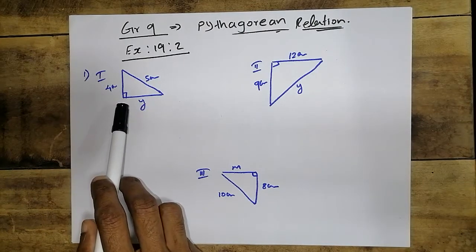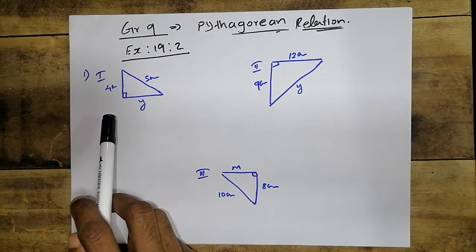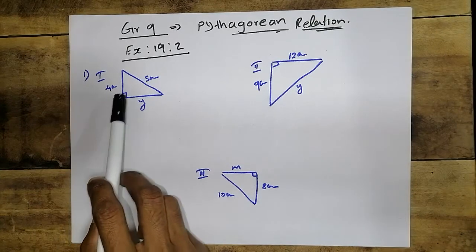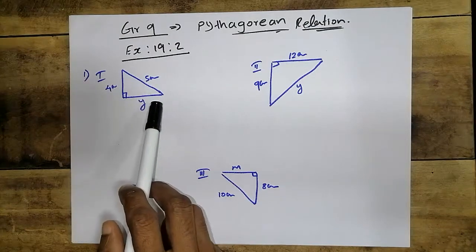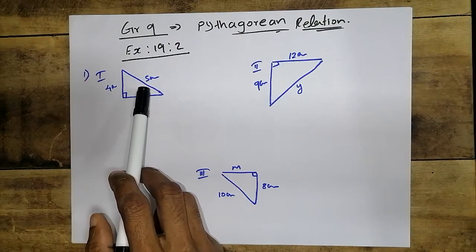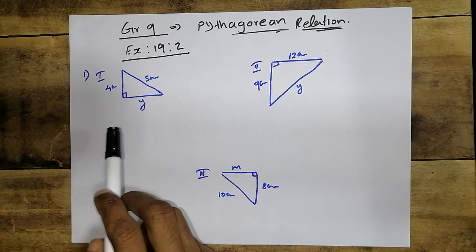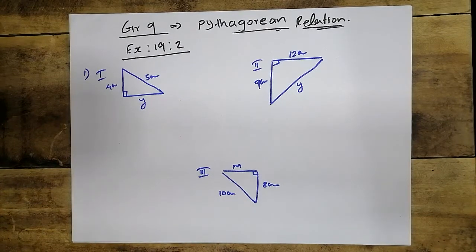So we call within the theory the sides which are creating the right angle. The opposite side of the right angle, it's given as 5 centimeter. The opposite side of the right angle we call the hypotenuse. So what is the theory related to these three sides? The theory is called the Pythagorean theorem. So what is the relationship between these three sides?